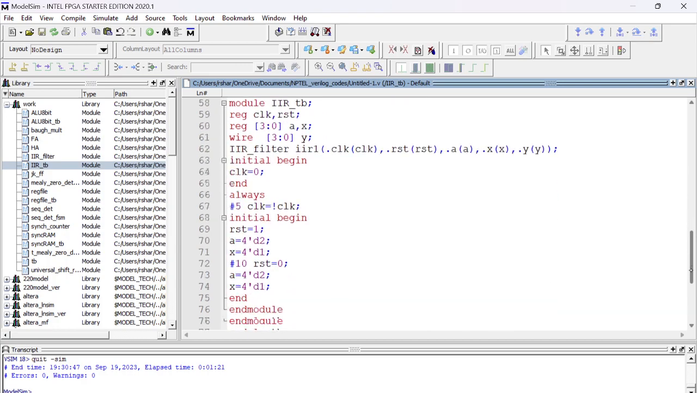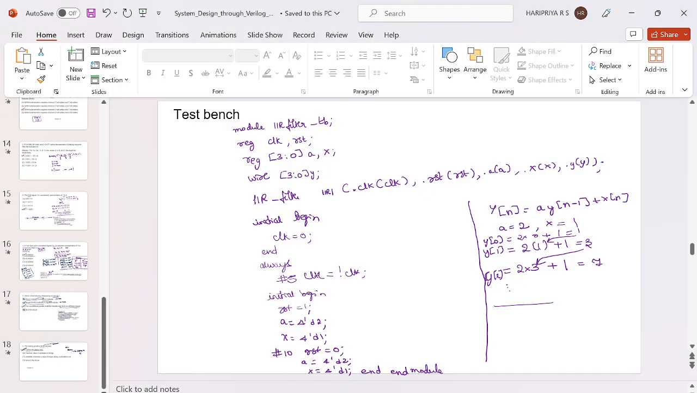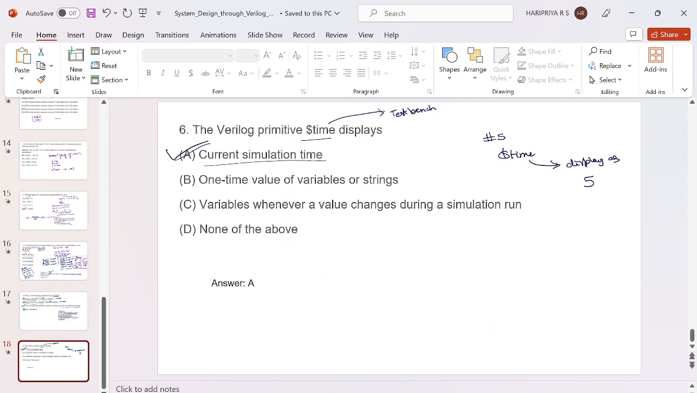Then $display, $time, and $monitor are some of the system tasks used in the test bench. We have covered in this class the signed multiplier, Baugh-Wooley multiplier, IIR filter design, and these three keywords: $display, $time, $monitor. Any doubts in this?